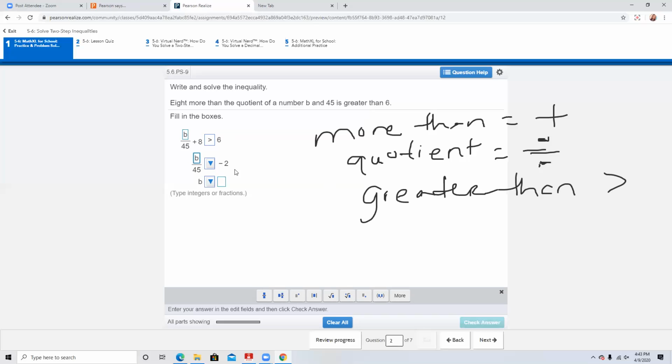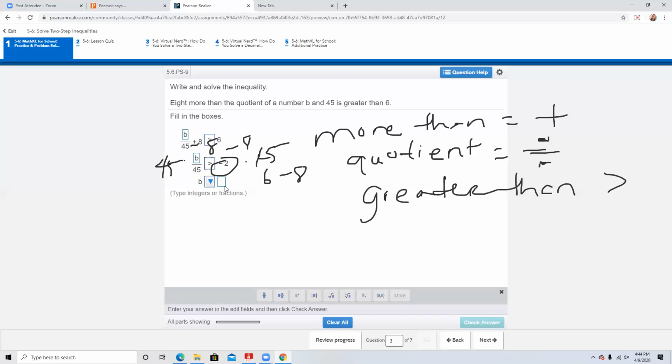So right here, how did they get -2? Okay, they got -2 because here, if you subtract 8 from both sides, 6 minus 8 is -2. That's how they got this -2 here. Okay, so the only thing we're doing is bringing down your sign in here. Now, this is dividing. So if B over 45 is division and you're doing the inverse operation, what are you going to do? Multiply 45 by both sides.